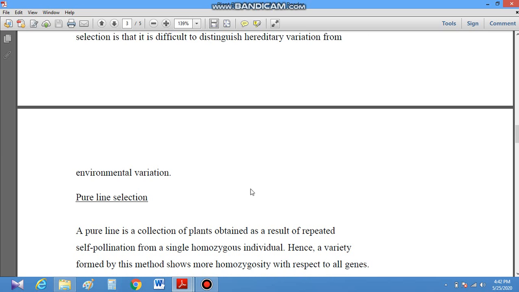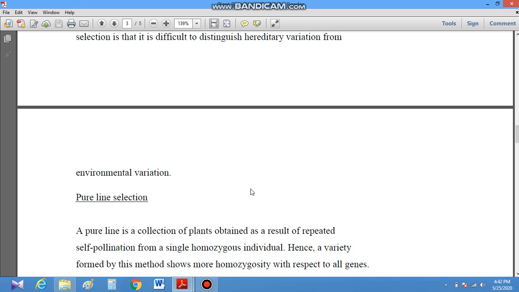When we talk about its procedure, first we select the heterogeneous population from which pure lines have to be isolated. After that, isolation of pure lines is done by individual plant selection, and after it, testing of pure lines is done in field trials. If it is successful, then we release the best pure line as a variety. This method basically involves 10 years to develop a variety.